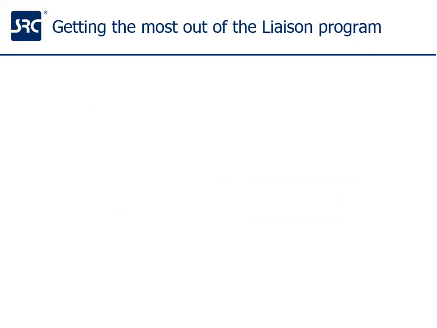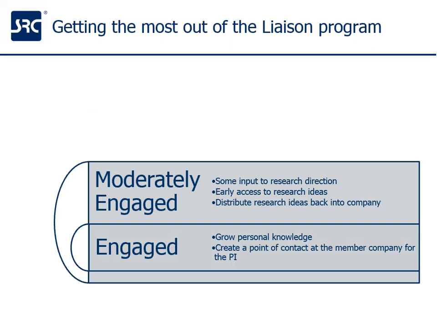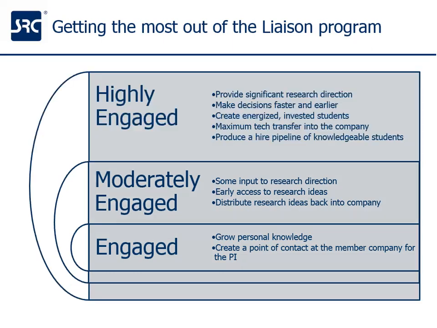So let's go back and look at that engagement model that we saw earlier, but this time let's look at how you derive value from these different levels of engagement. When you're engaged, you have the opportunity to grow your personal knowledge, you can create points of contact into your company. You become more engaged, you're able to better impact the research direction, you get early access to research ideas, and you can bring those ideas back into your company. And when you're most engaged, you're going to have a much bigger impact from start to finish in the research, as well as transferring that technology into the company.